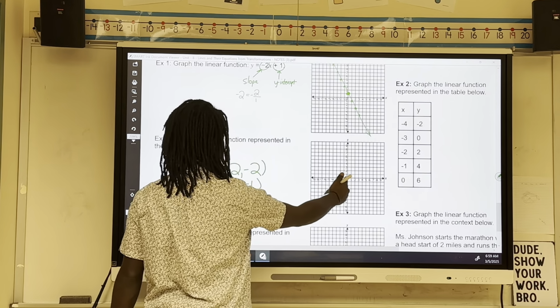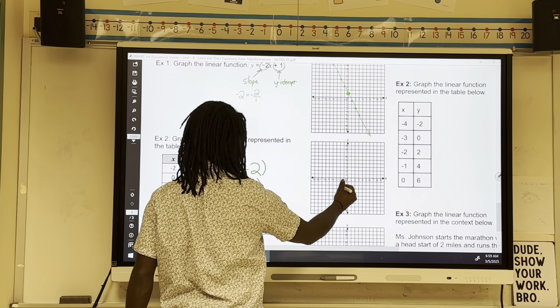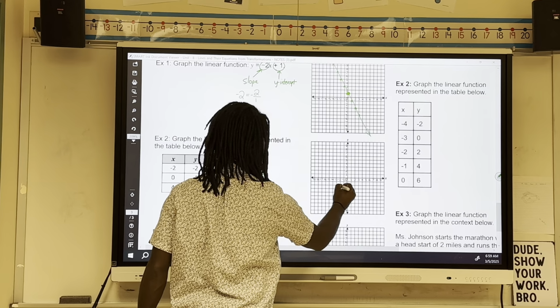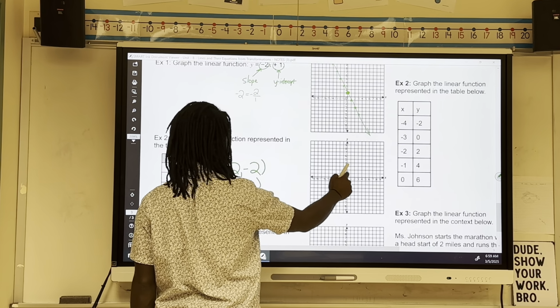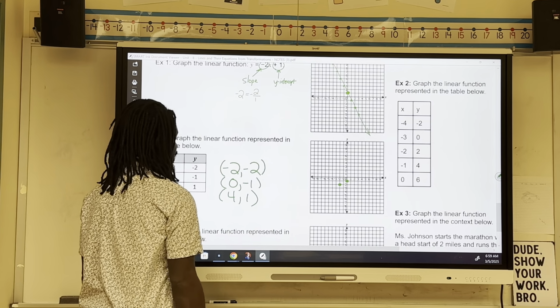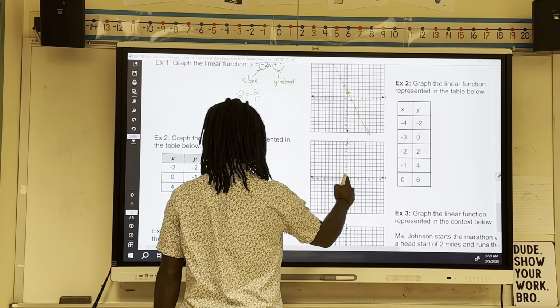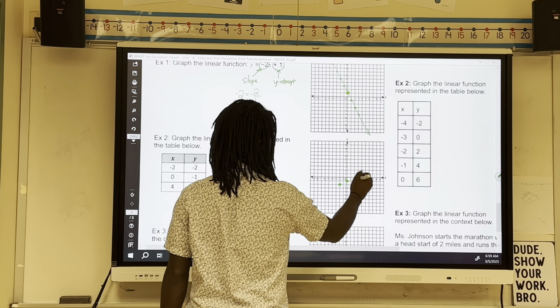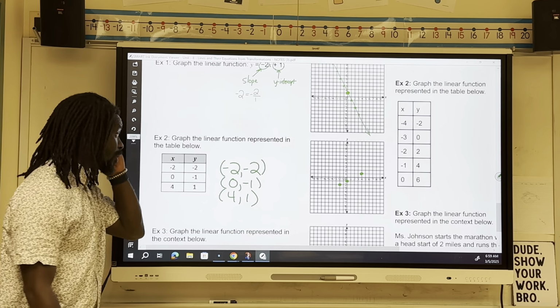So start at the origin, -2, go to the left, and then down -2, okay? So that's the first point. Then we got 0, we're not moving along the x, then we're moving down 1, and -1. And then we got 4, okay? Over 4 and then up 1, okay? So these points are kind of spread out, all right?